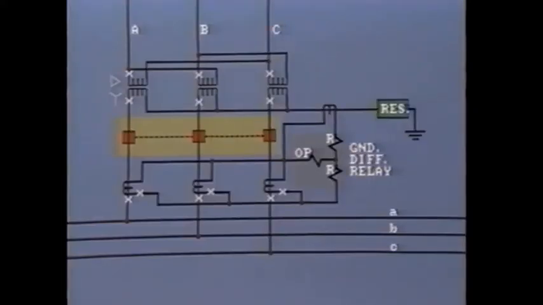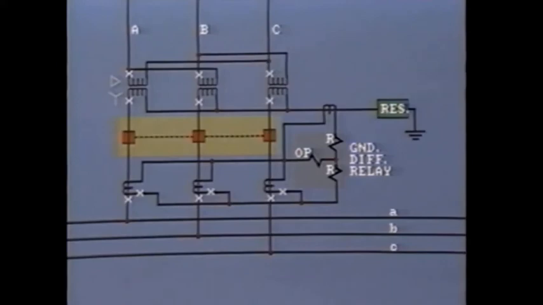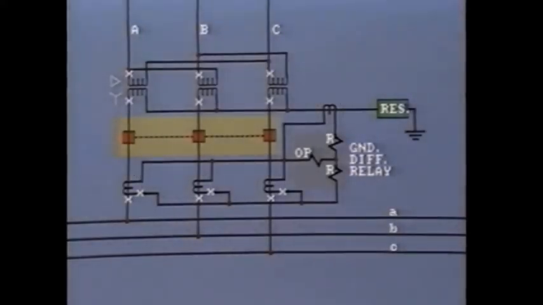Let's now look at the three-phase diagram and see how the ground differential relay is connected. If there is no ground fault present, then no current flows in the secondary circuit of the CTs. If an external fault occurs, say on line C, then the zero sequence current will flow through the CT secondary to the relay, but this will be counterbalanced by the same value of current flowing from the neutral CT. Therefore, no current will flow through the relay operating coil.